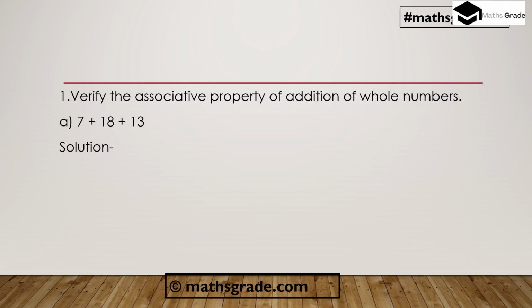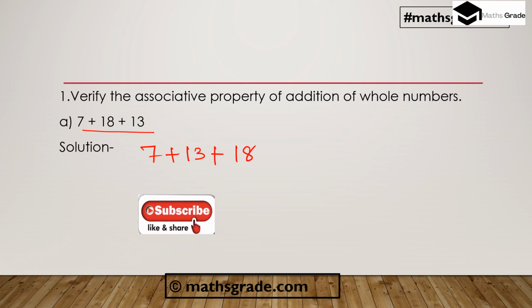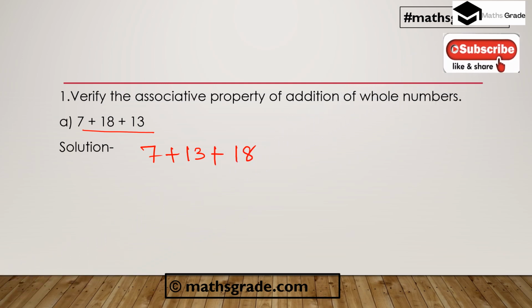Verify the associative property of the addition of whole numbers. First, bit A. 7 plus 18 plus 13. We know 7 plus 13 is 20. We have to interchange these numbers 18 and 13. That will be 13 plus 18. 18 plus 13 changes to 13 plus 18, and this is the commutative property of addition.